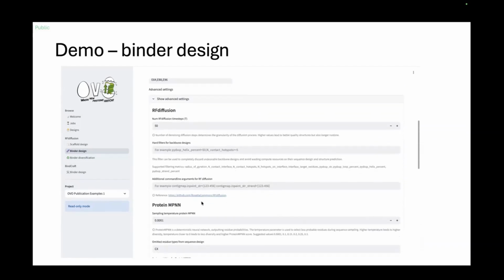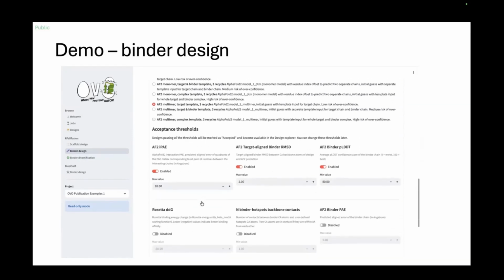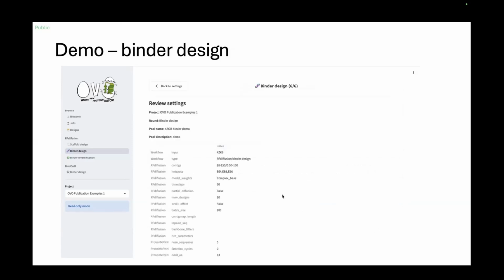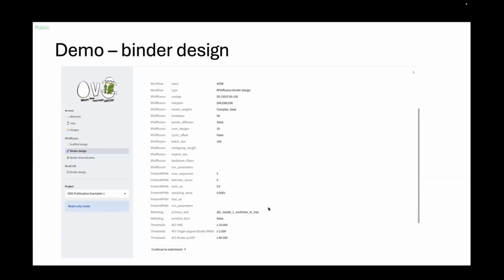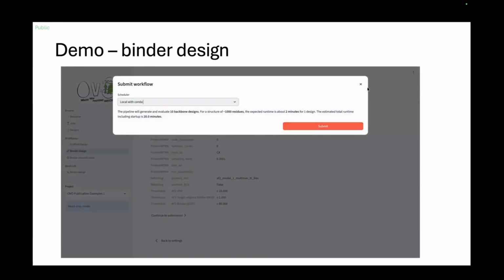So those are for RF diffusion and MPNN. You can also set different tests for refolding and set the thresholds for acceptance. So that can also be configured later. And finally, you review the parameters and you submit.